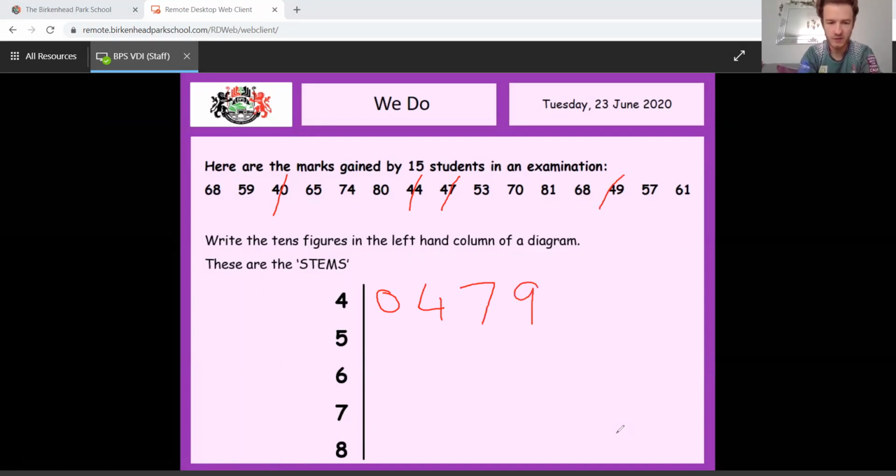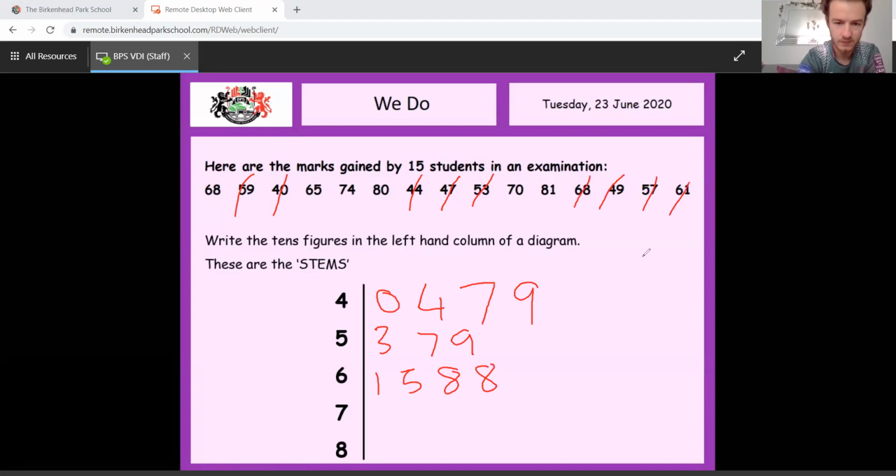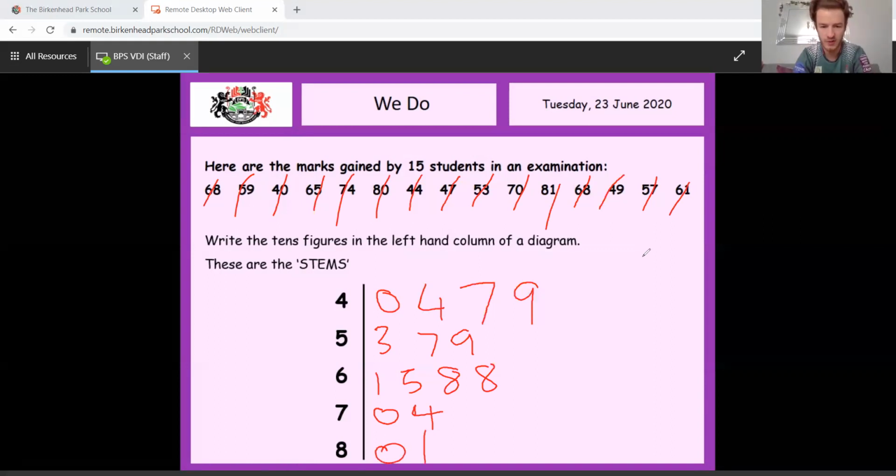Then we go along to the 5s. So I can see 53, 57, 59. So 3, 7, 9. Then going along to 60. Okay, 61, 65, and 2 68. 70 is there. 74. And then, like I said before, we have an 80 and an 81. So that is how you would write out a stem and leaf diagram, okay?